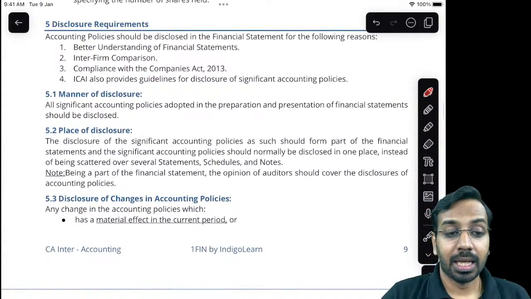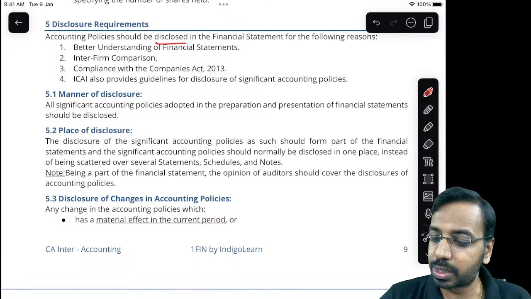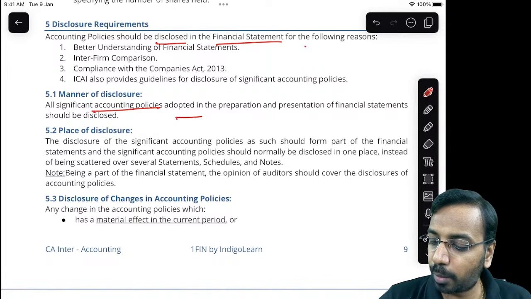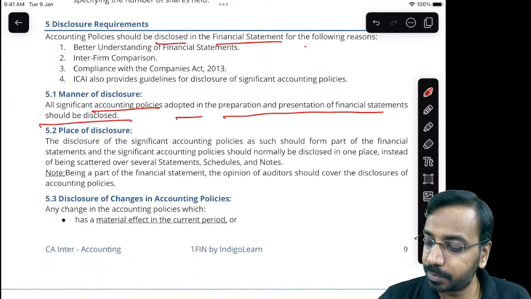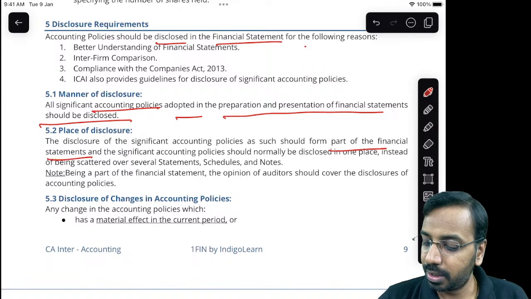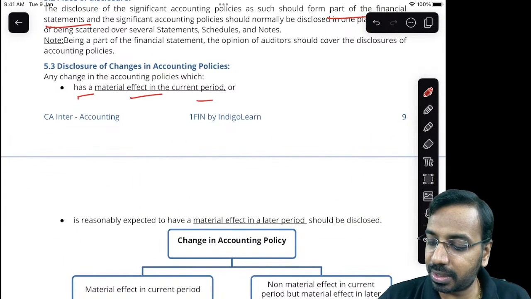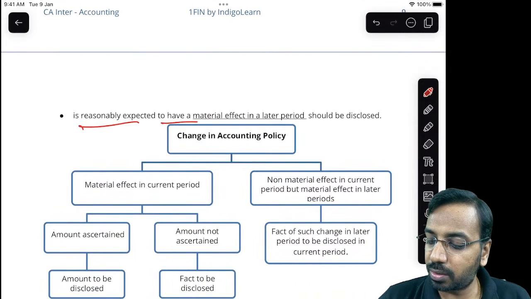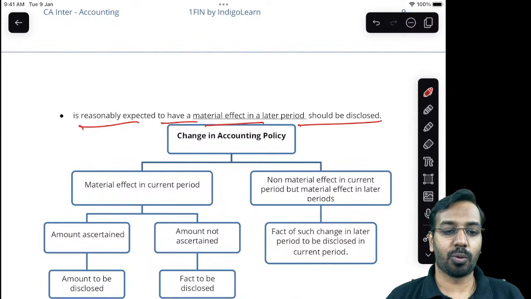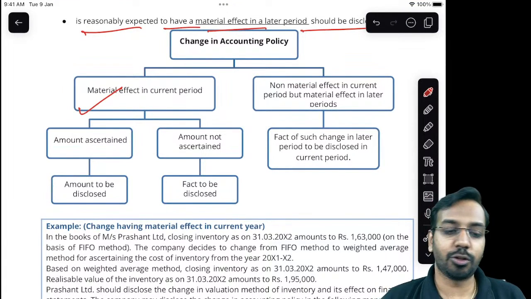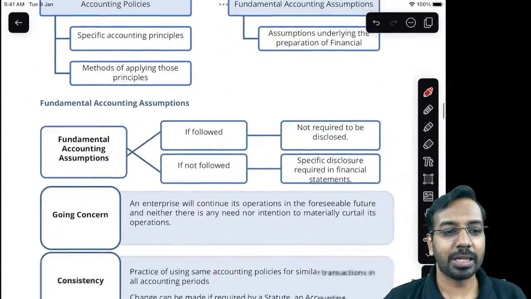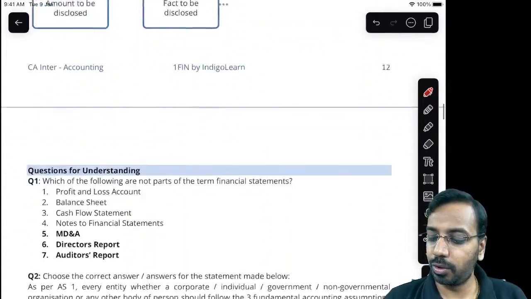Then AS1 requires, because the standard is based on disclosure of accounting policies, you must disclose in the financial statements the significant accounting policies adopted in the preparation and presentation of financial statements, and you should disclose it as a part of the financial statements themselves. Any change that has a material effect in the current period or is reasonably expected to have a material effect in a later period should be disclosed. So you have to disclose in the current period as well as in the subsequent period. So that is all as far as AS1 is concerned from the point of view of your examination.